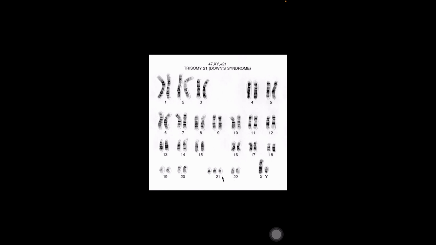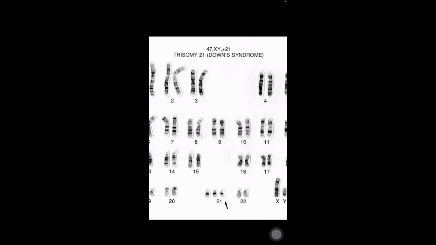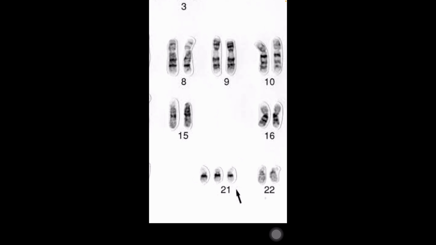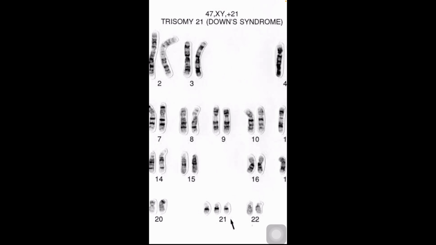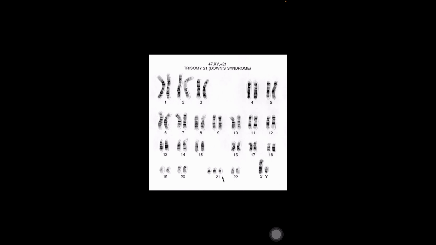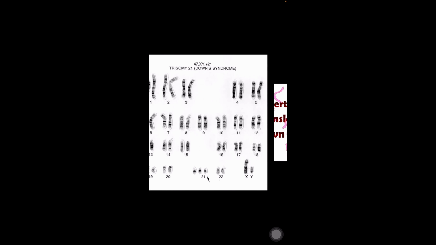Looking at the karyotype, it's 47,XY instead of 46,XY. Why? Because there is an additional 21. Every chromosome is a homologous pair, but the 21 here is three now. That makes it trisomy 21. If it's Edwards, it's going to be trisomy 18. If it's Patau, it's going to be trisomy 13. Now we're talking about Down syndrome, it is trisomy 21.